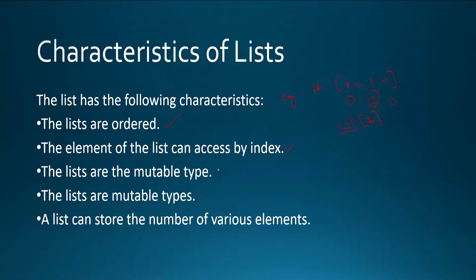Lists are mutable types. We have discussed this in the previous slide. A list can store a number of various elements. As I said earlier, a list can store numbers, strings, boolean values, and it can store a list within a list, or it can also store a tuple.